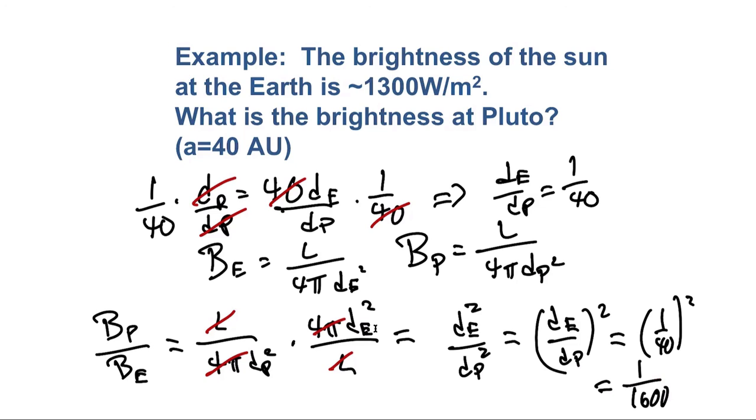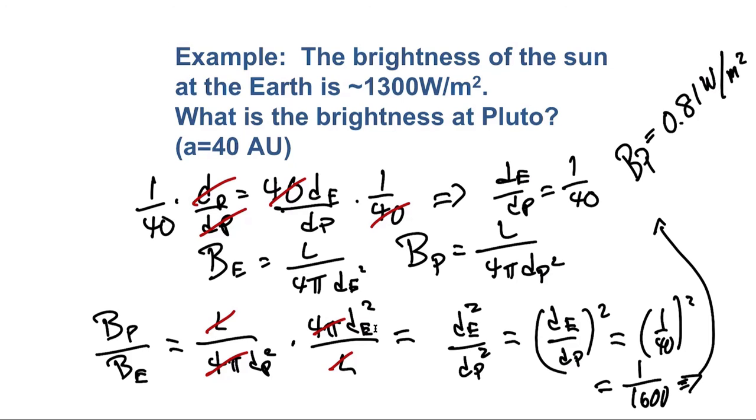And so if you multiply that times the actual brightness of the sun at Earth, 1,300 watts, this is less than a watt of energy from the sun at Pluto. This leads to the brightness at Pluto is equal to the brightness at Earth divided by 1,600, or 0.81 watts per square meter. I'll give that a little red circle.